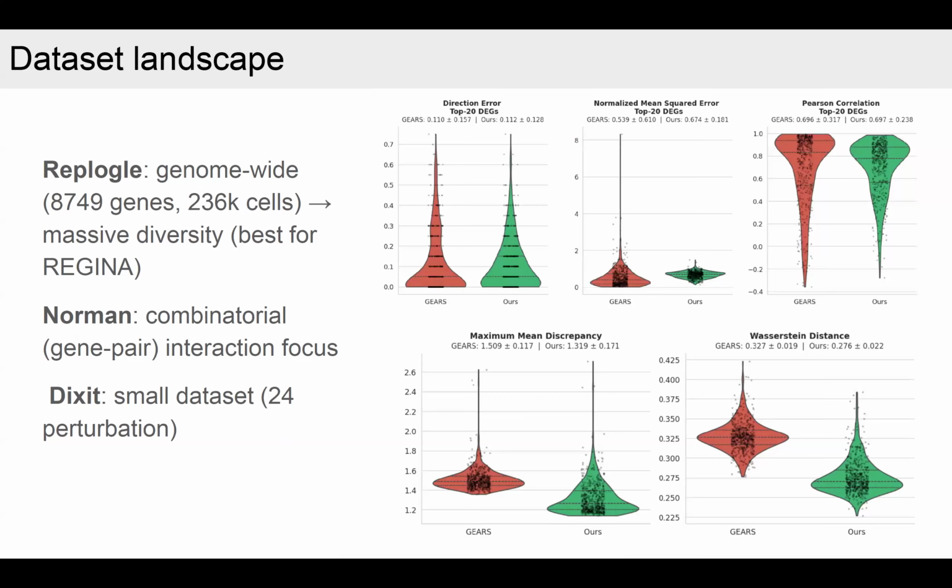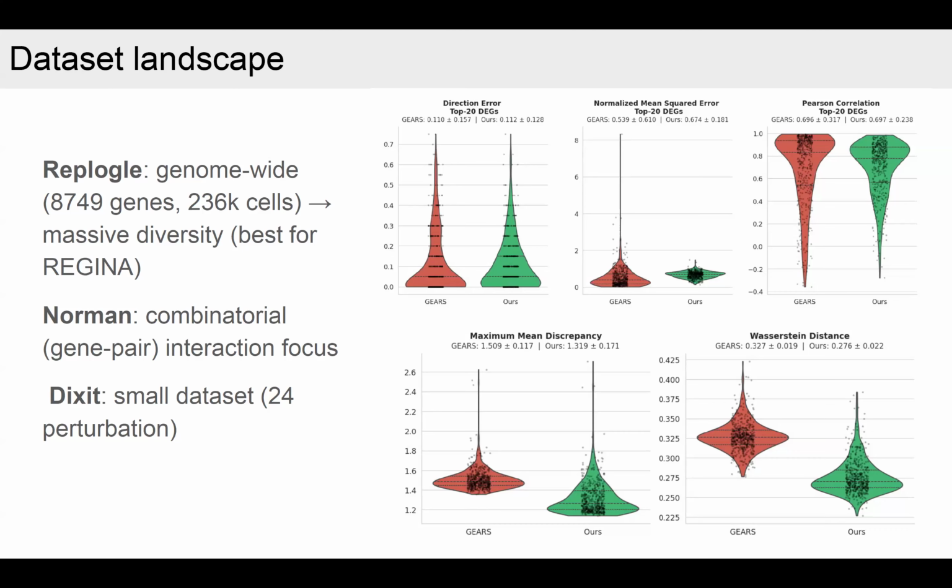Yes. And yeah, a few words about the data sets. Our model had the best results on the Replogle data set, which is a genome-wide data set. It consisted of lots of genes, almost 9,000 genes, and lots of cells, and it was very diverse, not just immune cells or something like this. The others are more combinatorial focused, and the Dixit was a very small data set. It just showed the limits of our model.